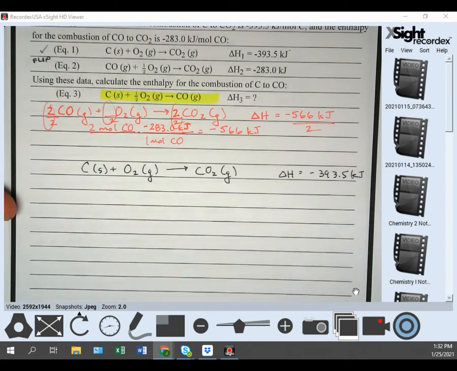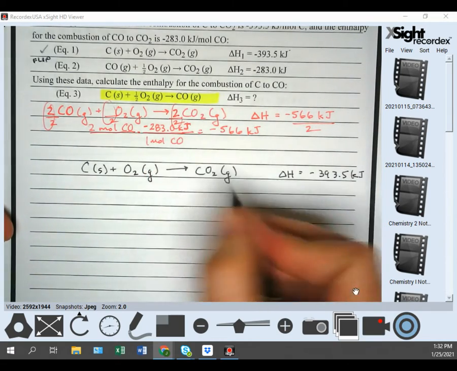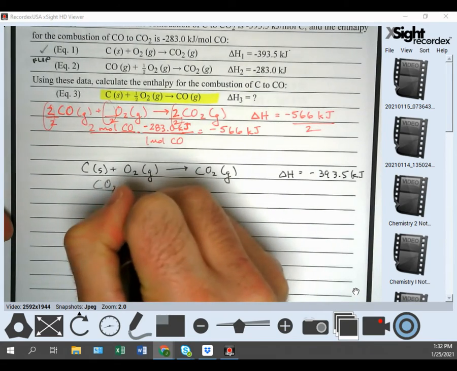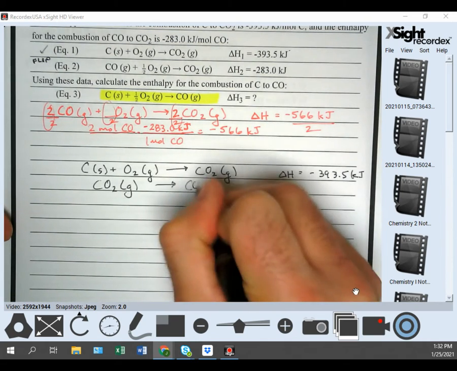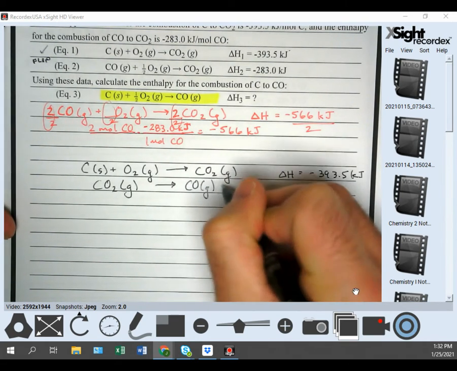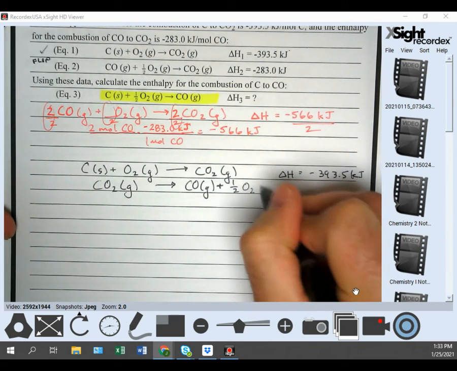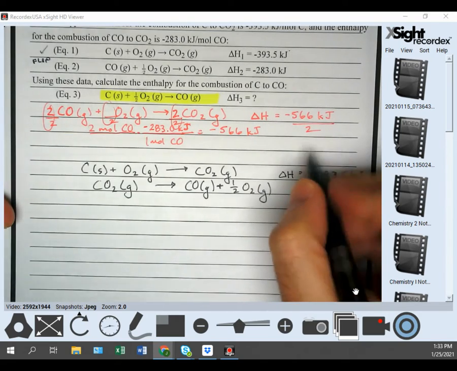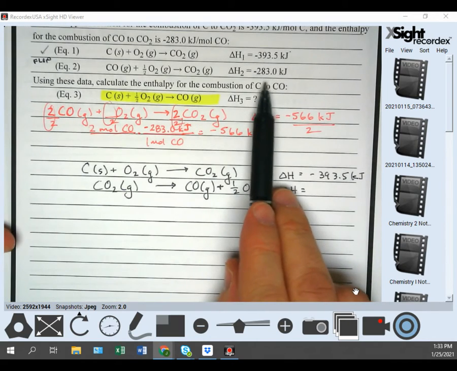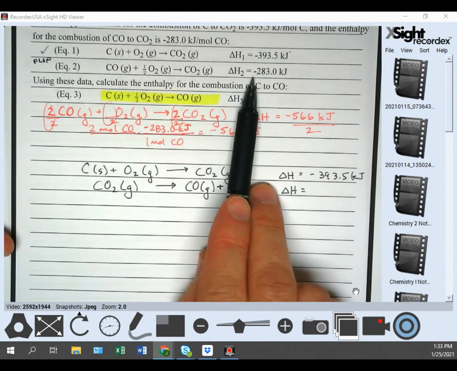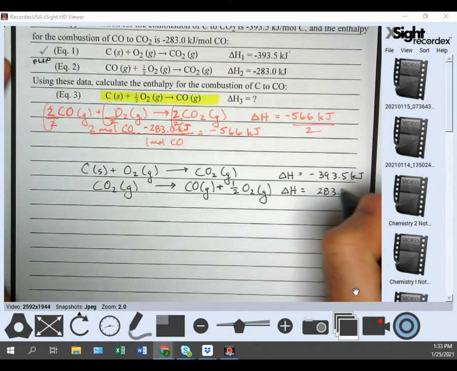Literally, reactants become products, products become reactants. So I'm going to put CO2 gas on the left side here. And on the right side, I'm going to put CO gas plus 1/2 O2 gas. Okay, what happens to our delta H? Positive. Yeah, good. You switch signs, right? So if you flip it, the sign changes. So our delta H, same amount, but positive 283.0 kilojoules.